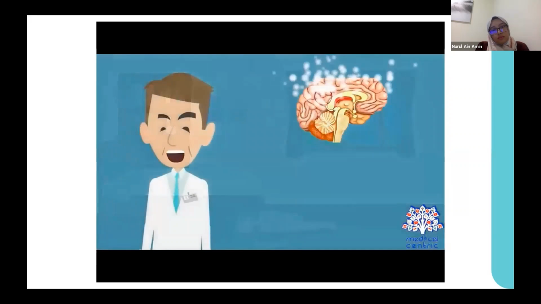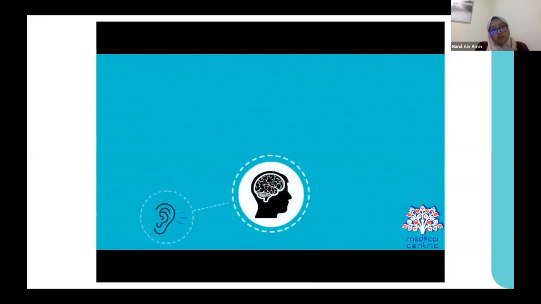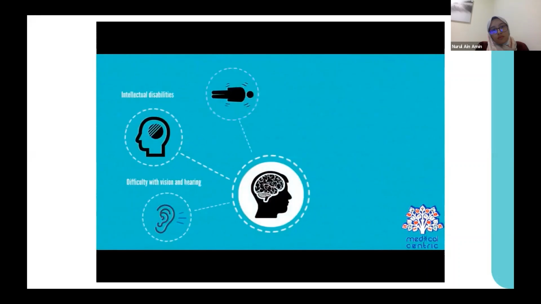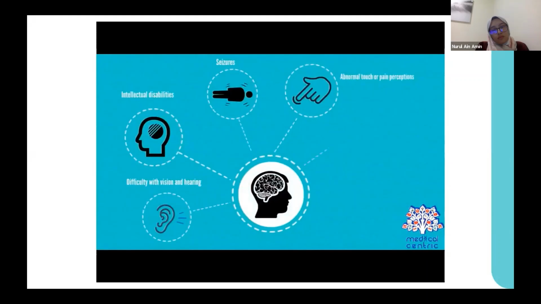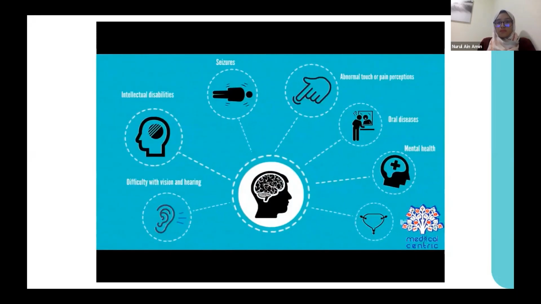Seizures. Brain abnormalities associated with cerebral palsy also contribute to other neurological problems. People with cerebral palsy may also have difficulty with vision and hearing, intellectual disabilities, seizures, abnormal touch or pain perceptions, oral diseases, mental health or psychiatric conditions, urinary incontinence.